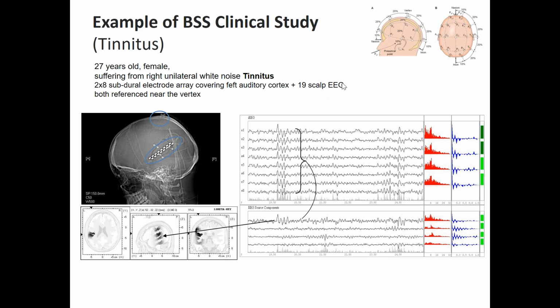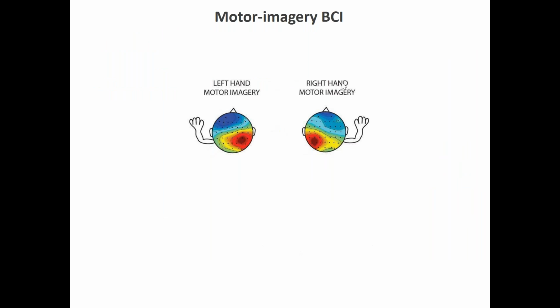Other things that you can do with those kind of methods is use them for brain-computer interface. You know, in a brain-computer interface, you want to give the opportunity to a patient, for example, a paralyzed patient, to move a cursor on the screen, let's say left and right, just by imagining movement of the right or the left hand, okay? So when the patient imagines moving the right hand, the cursor will move to the right. And when the patient imagines moving the left hand, the cursor will move to the left.